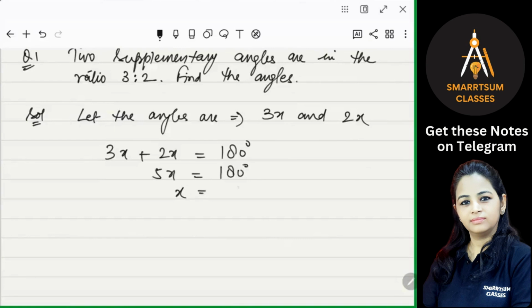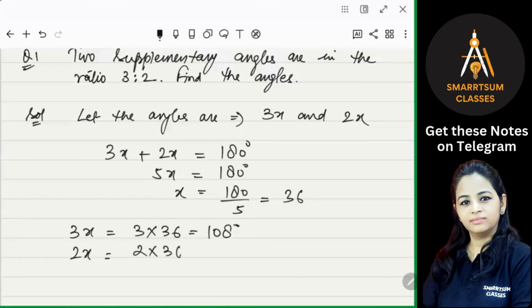So from here we can get the value of x, 180 upon 5. So this will be equal to 36, right? So the value of x is 36. Now we can find the values of the angles, right? So 3x is one angle. So 3 into 36, that is 108, right? 108 degrees, and the other angle is 2x. So 2 into 36, that is 72 degrees. So therefore 108 degrees and 72 degrees are the required angles.